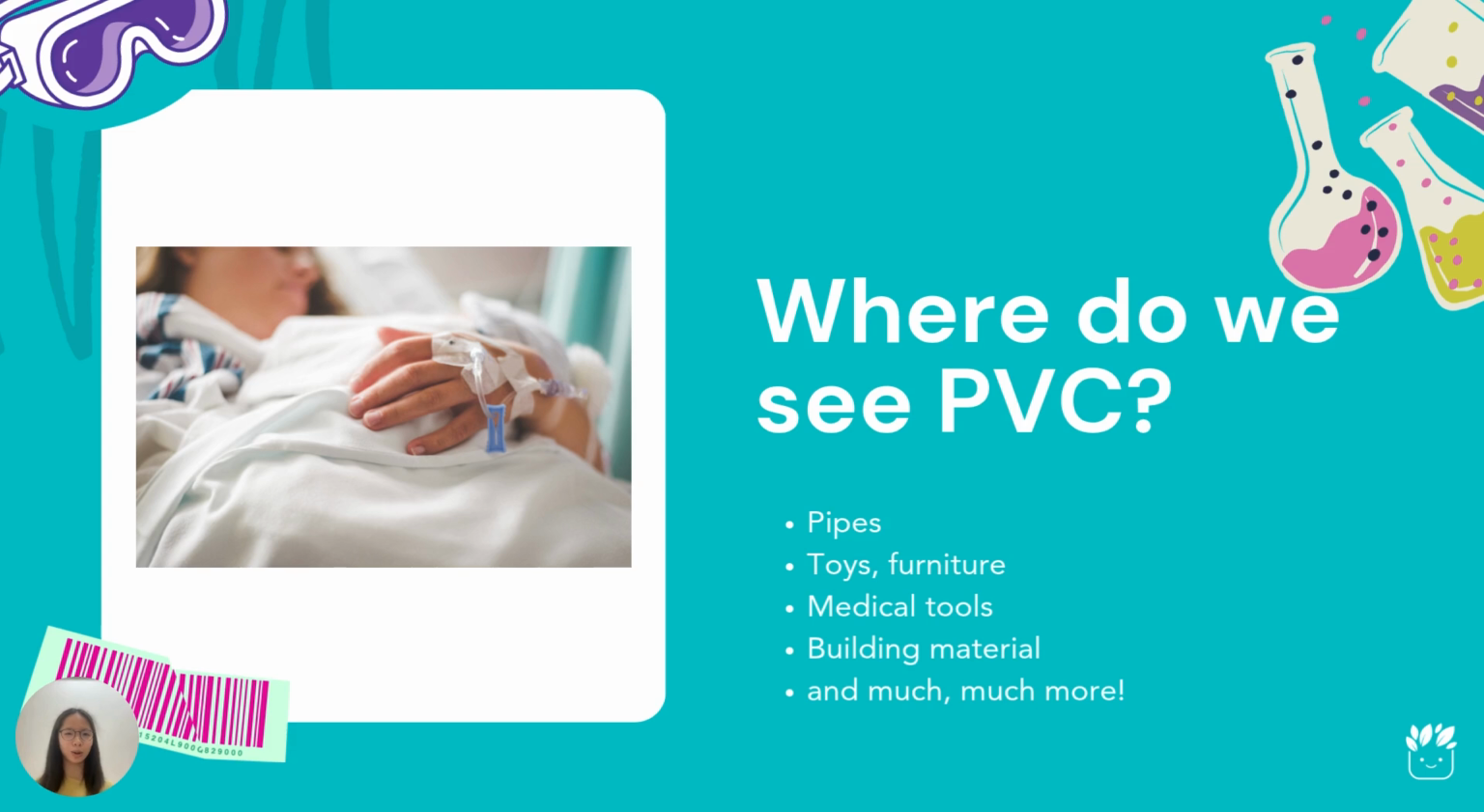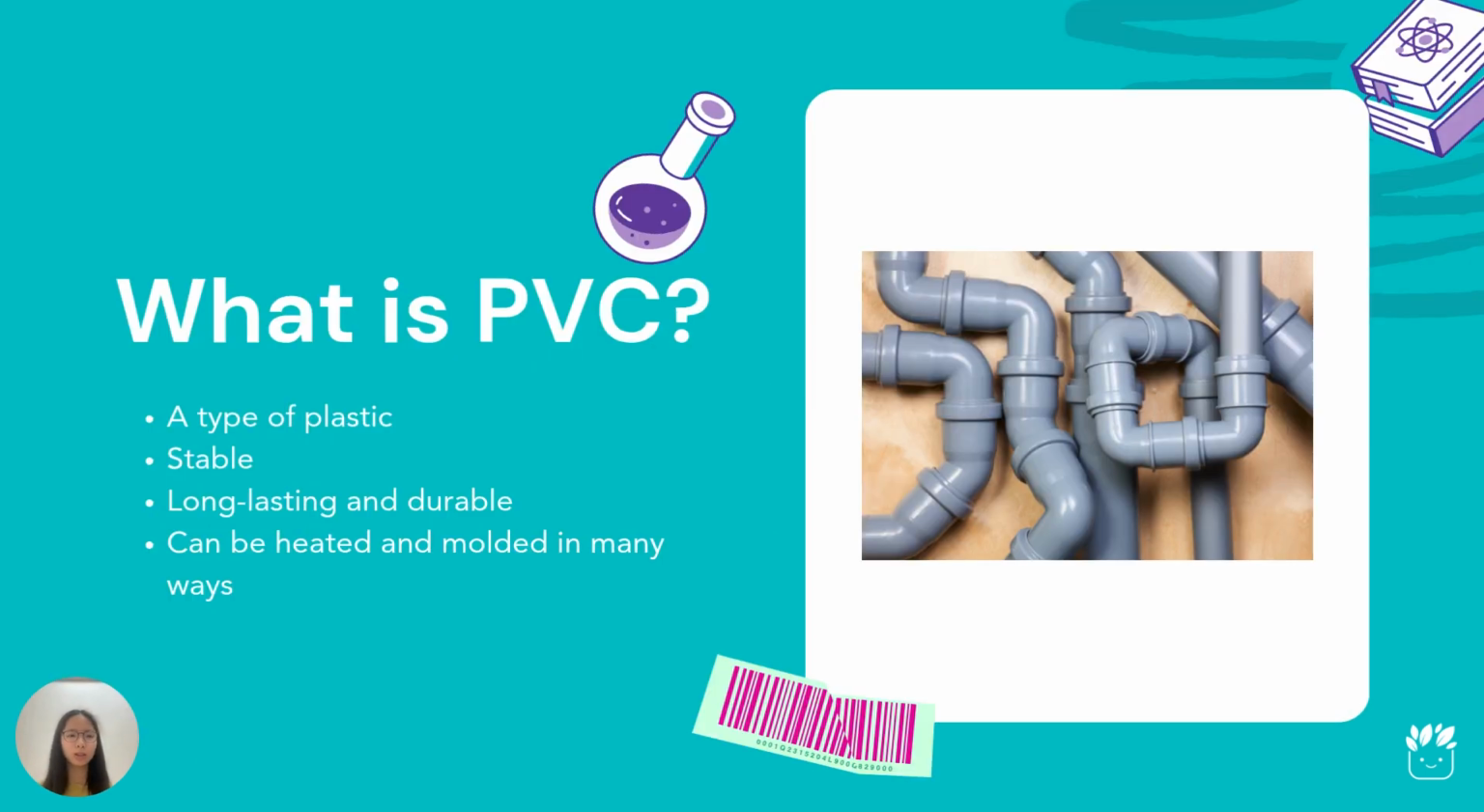PVC is, well, it's a type of plastic and it's super stable, it's long lasting and durable. And it can be heated to be molded into all sorts of shapes, which is why even these complicated, weird shaped, twisty pipes, they can be made using PVC.